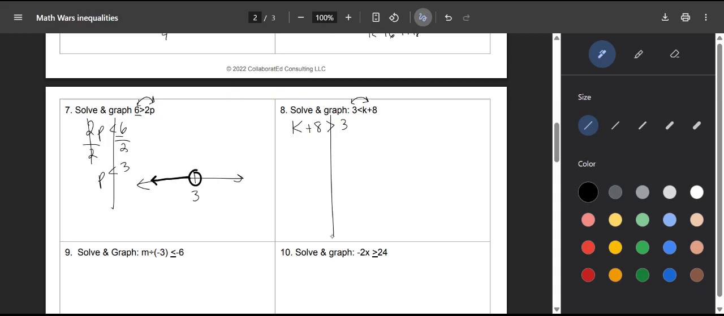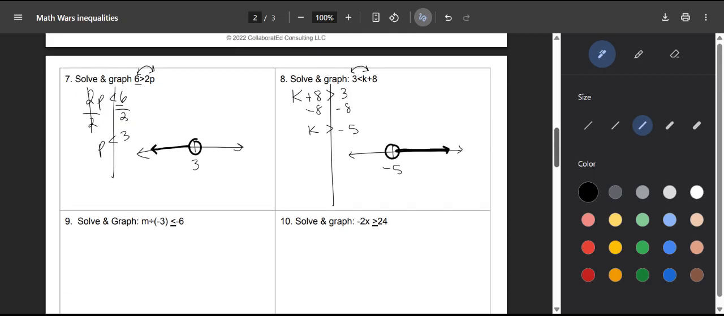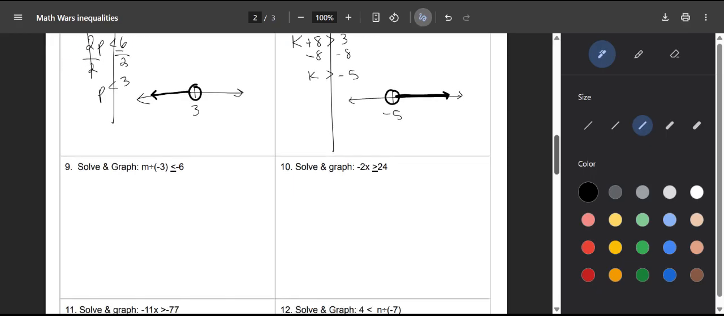Go ahead and pause the video here while you solve it and graph it. When you solve that out, you get k is greater than -5, so I put my circle on -5. I did not fill it in, and then I shaded everything to the right of -5 because it is greater than -5.